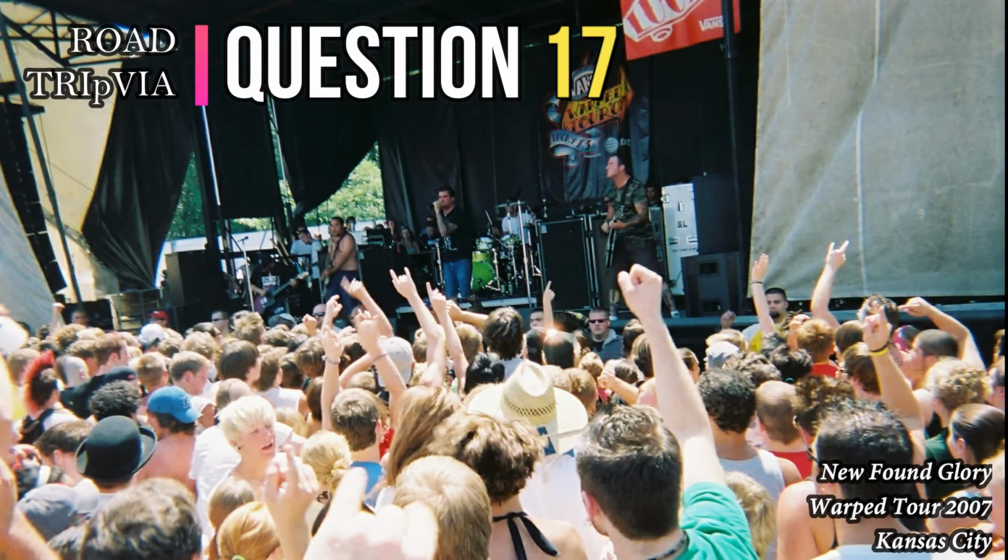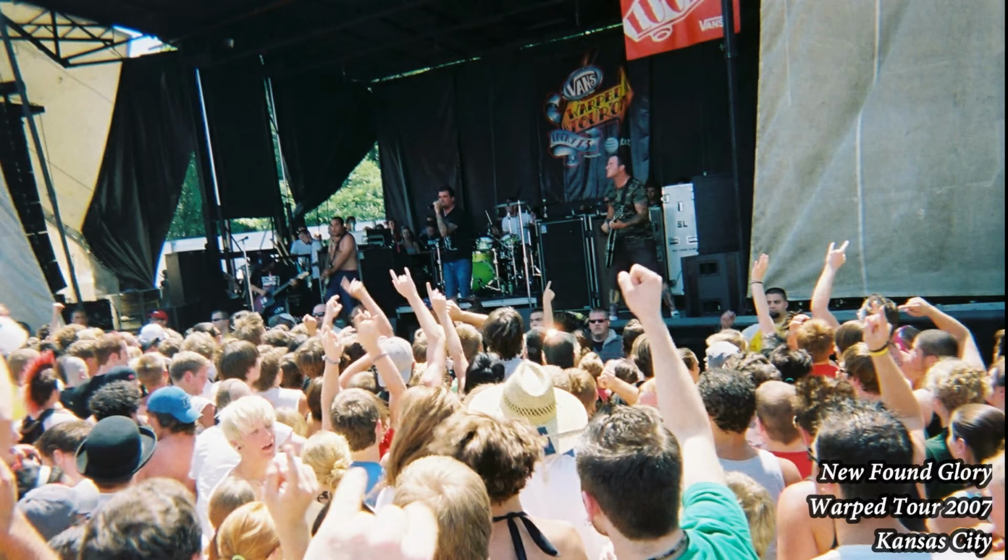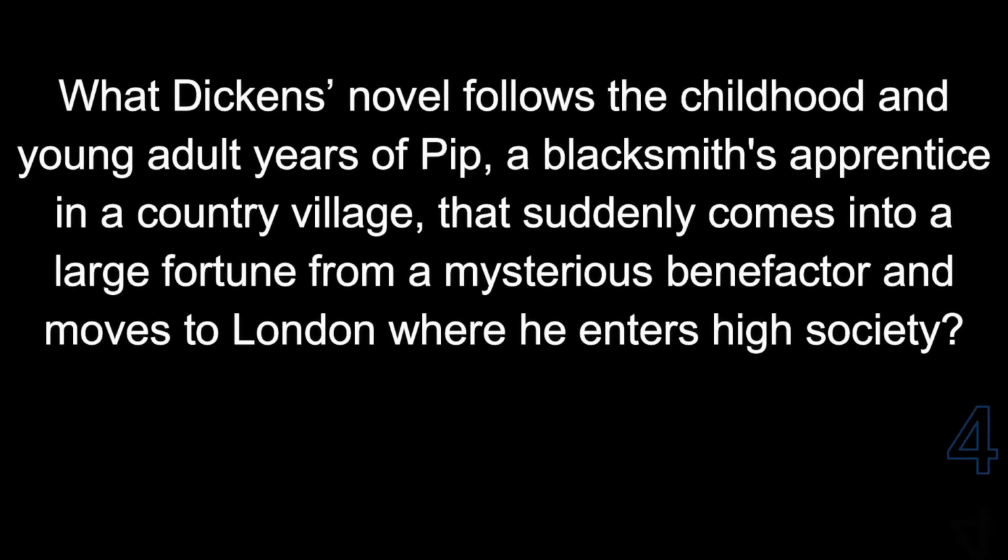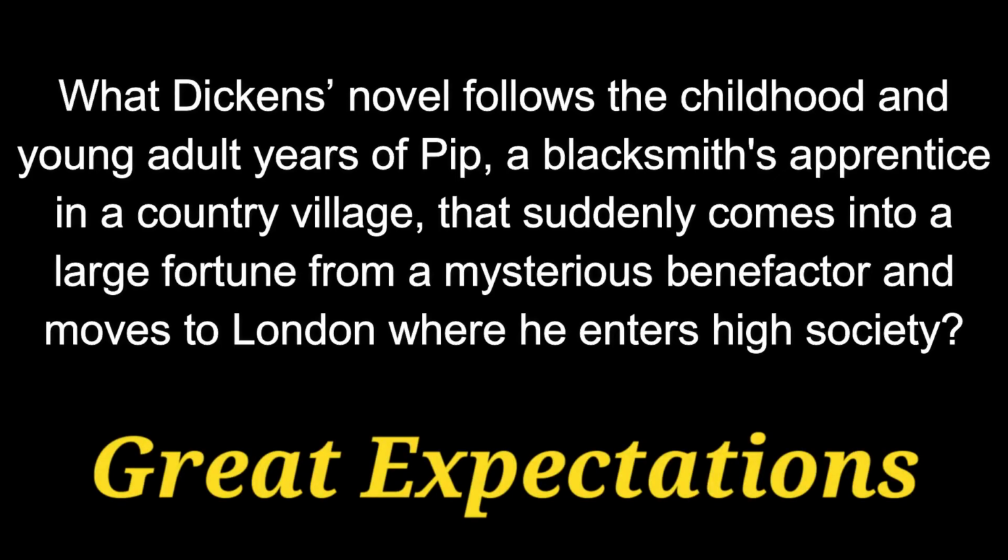Question 17. What Dickens novel follows the childhood and young adult years of Pip, a blacksmith's apprentice in a country village that suddenly comes into a large fortune from a mysterious benefactor and moves to London, where he enters high society? That novel was called Great Expectations.